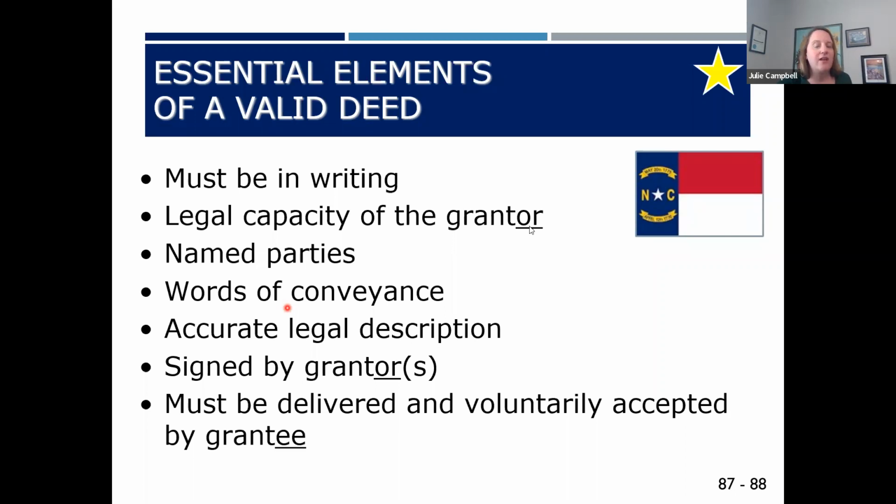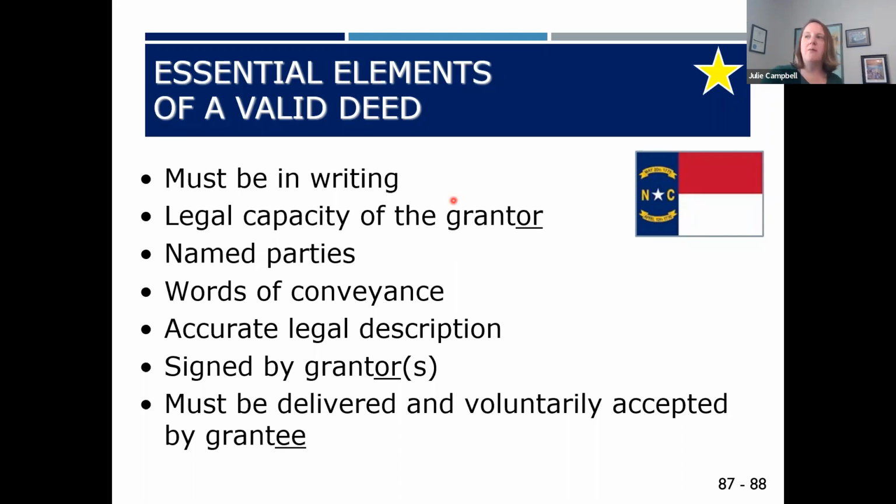Who did we just say the grantor was? The grantor is the giver of the deed, or the seller. So we have to have a legal capacity of the seller. Guys, your test isn't going to say seller and buyer. It's going to say grantor or grantee. The deed has to name both parties, grantor and grantee, who's conveying and who's receiving.